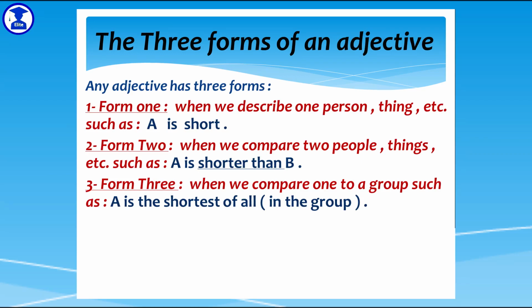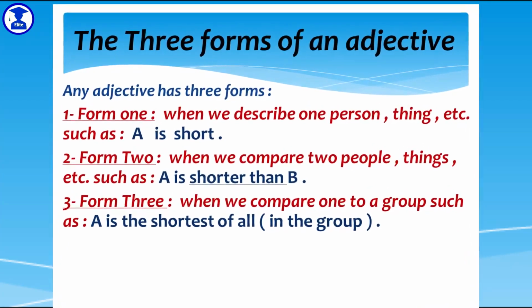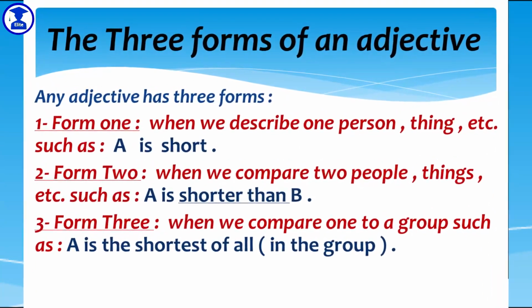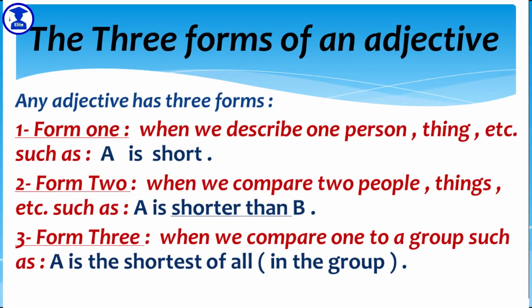Dear students, do you know that every adjective has 3 forms? Yes, it has 3 forms. Form 1, when we describe one person, one thing, one object, etc. For example, A is short. Form 2 is when we compare two people, two things, two objects, etc. Such as A is shorter than B. Form 3 is when we compare one to a group, such as A is the shortest of all, or A is the shortest in the group.